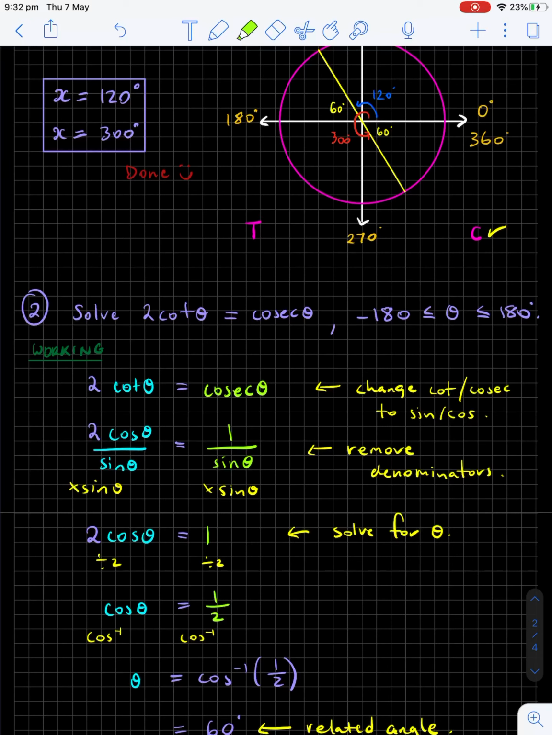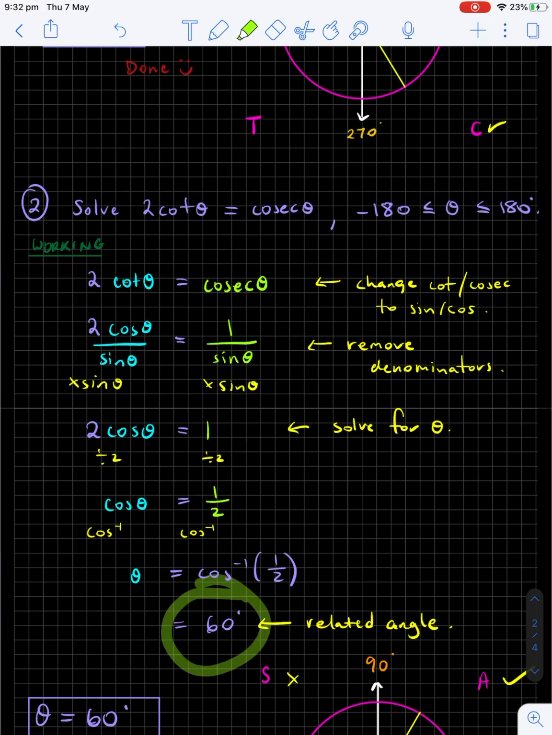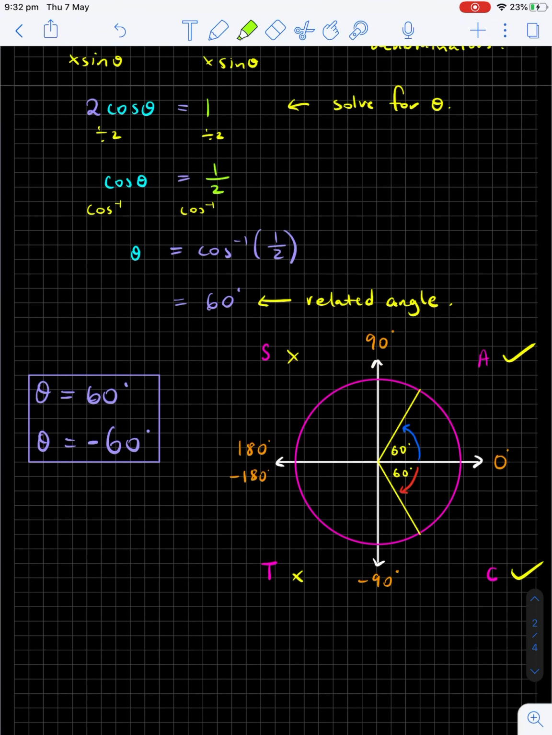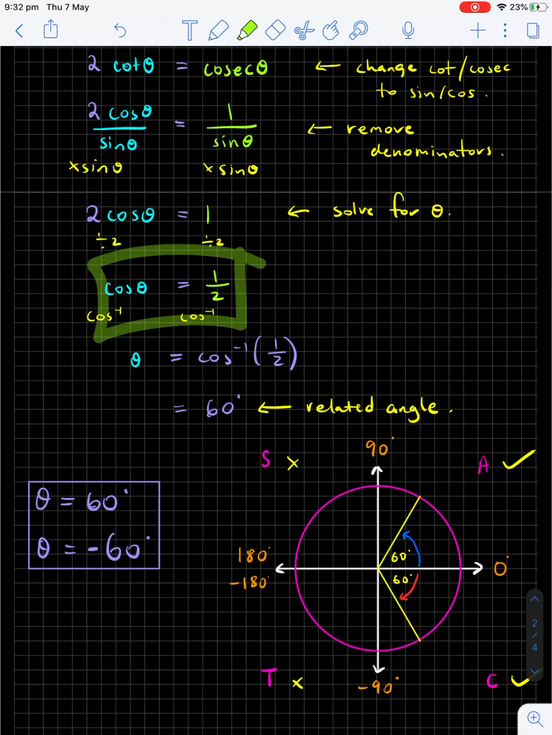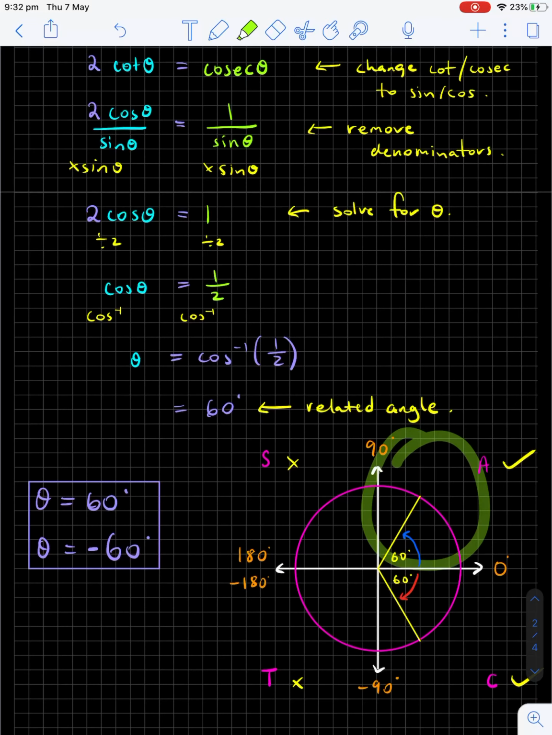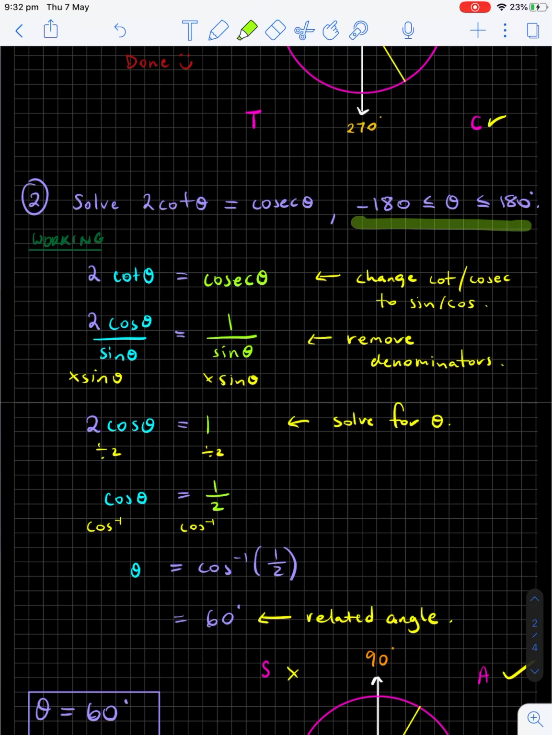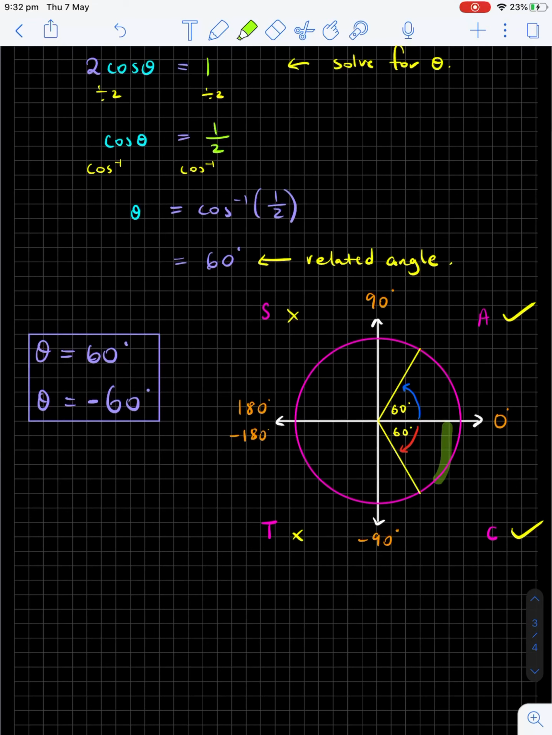First up, we've got to figure out what theta is. So we're going to divide by 2 first. So cos theta is equal to half. Take the inverse of cos, and we get that theta is equal to 60 degrees for our related angle. So we've got to make 60-degree angles, and we need our cos to be positive. So that's going to be in the first and the fourth quadrant. And notice that theta is going from negative 180 to positive 180. So for the negative angles, all the stuff under here is going to be negative, and all the stuff on top is going to be positive.